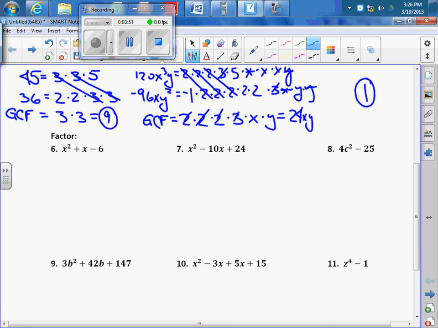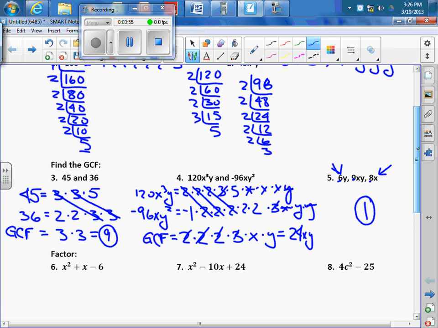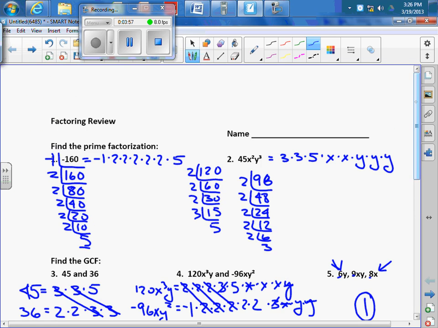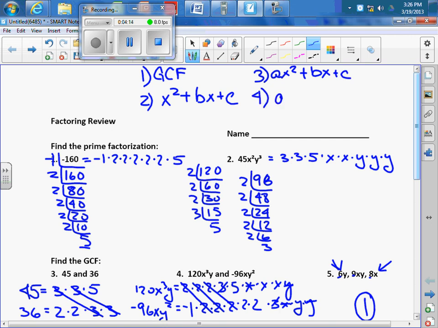Now remember, when we're factoring polynomials, that one of 3 things is going to happen. First thing you always look for is what? Right, a GCF. But then after that, it could be in the form of x squared plus bx plus c, ax squared plus bx plus c, or it could be a difference of 2 squares.